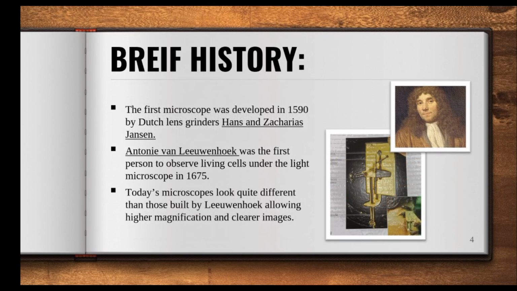The first microscope was developed in 1590 by Dutch lens grinder Hans and Zacharias Janssen. Antony von Leeuwenhoek was the first person to observe living cells under the light microscope in 1675. Today's microscopes look quite different than those built by Leeuwenhoek, allowing higher magnification and clearer images.